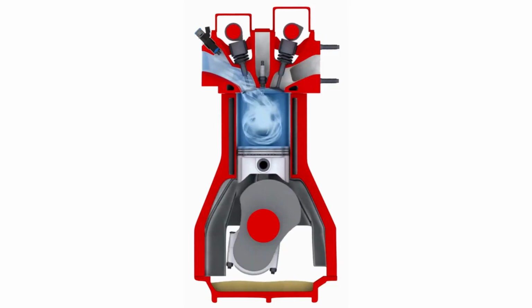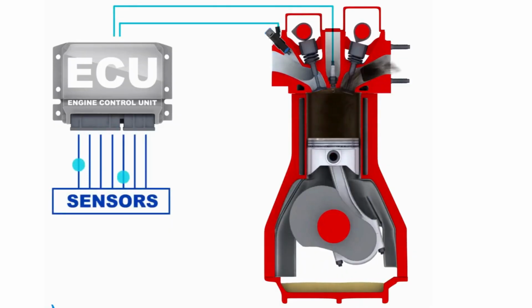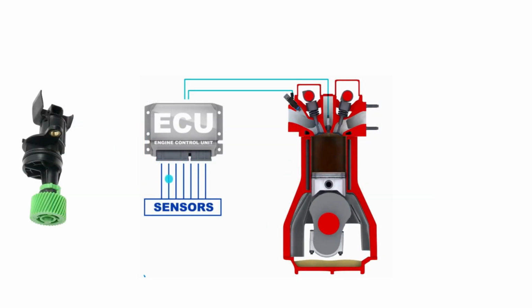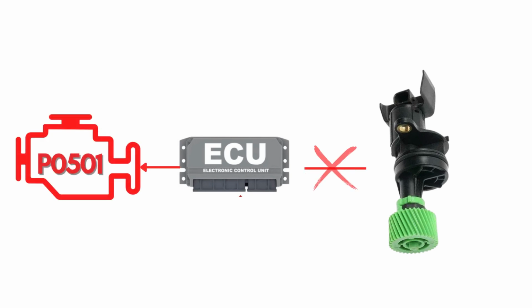Now let's talk about why the P0501 code gets triggered. The PCM expects to receive accurate vehicle speed data whenever the car is moving. That signal may come from a dedicated vehicle speed sensor, the transmission, the differential, or the ABS system depending on the vehicle. If the PCM sees no speed signal at all, a signal that stays stuck at one value, or a reading that doesn't match the actual driving conditions, it recognizes that something is wrong. In simple terms, P0501 is triggered when the computer can no longer trust the vehicle speed signal.